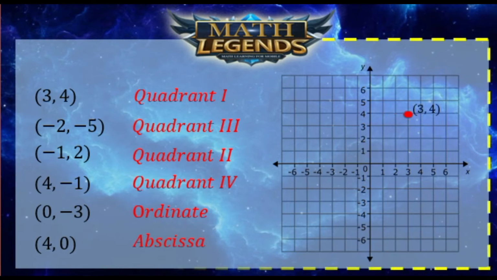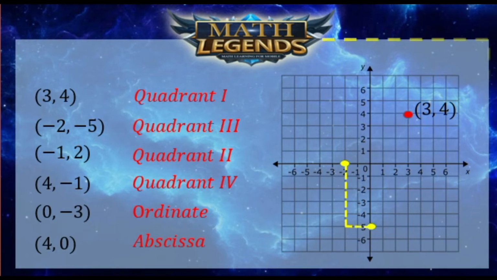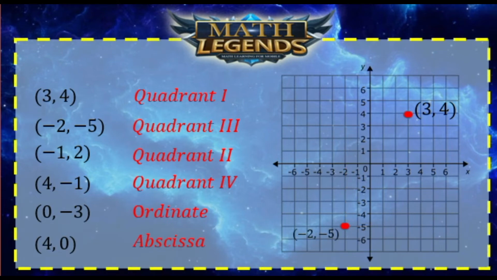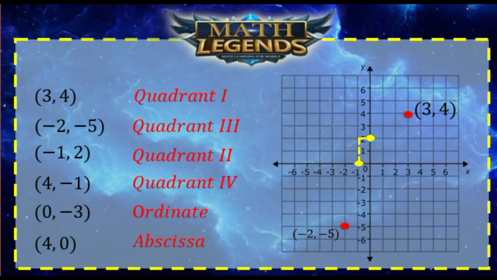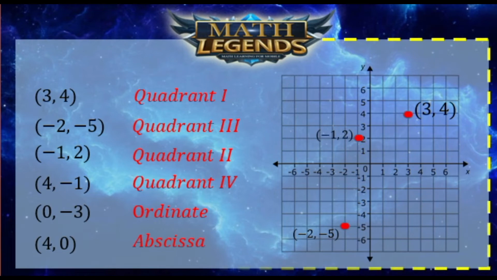For the next one, we have negative 2 and negative 5. Negative 2 is located in the negative x-axis, and negative 5 is located in the negative y-axis, and the intersection of those points will be the location of the point. And let us call it negative 2 and negative 5. For the next one, we have negative 1 that is along the negative x, and we have 2 that is along the positive y, and the intersection of this will be the location of the point. So therefore, let us call it negative 1 and 2.